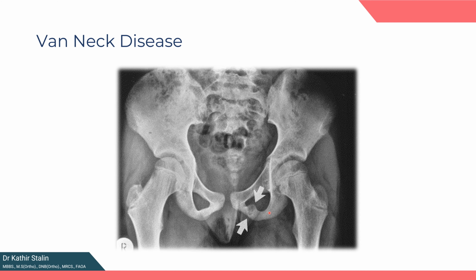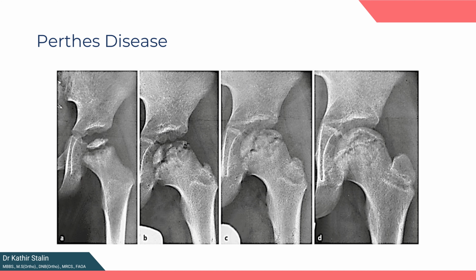Van Neck disease is nothing but ischiopubic osteochondritis. It is a rare cause of pain in the pediatric pelvis. Most of the time, with just conservative management, the patient would get better in weeks or sometimes in months. Here comes the well-known Perthes disease.